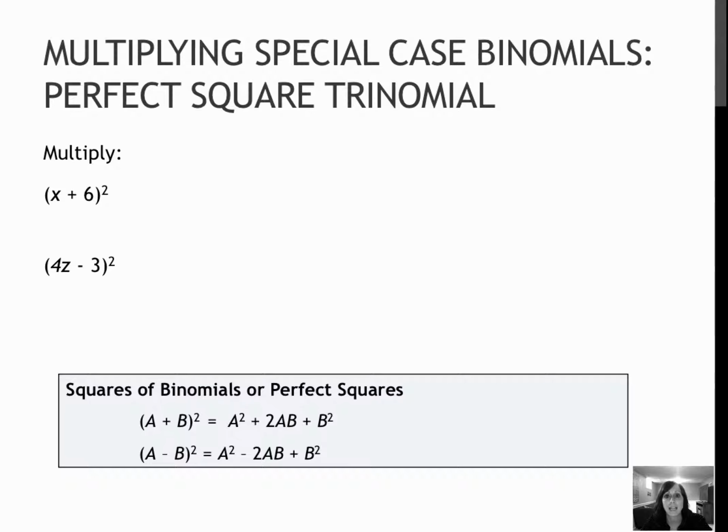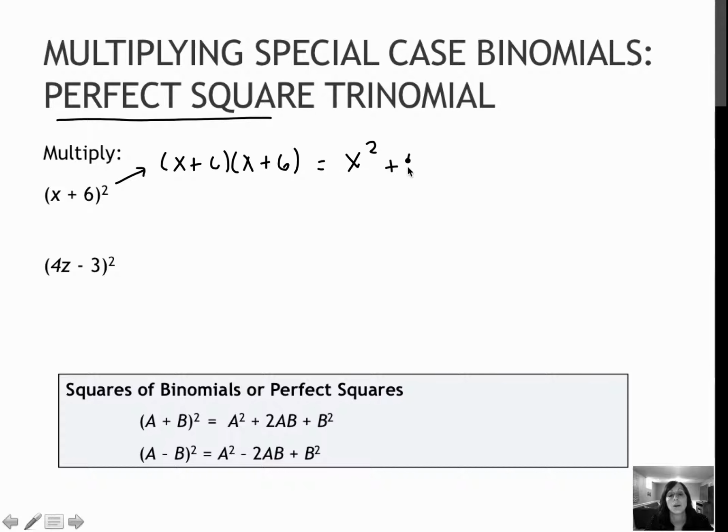Again, the second special case is the perfect square trinomial. So notice here I have the same values first and second, but also the same signs, because this is the same as x plus 6 times x plus 6. So let's look at what would happen first if I FOILed. If I FOILed, I would get x squared plus 6x plus 6x plus 36, which of course would simplify to x squared plus 12x plus 36.